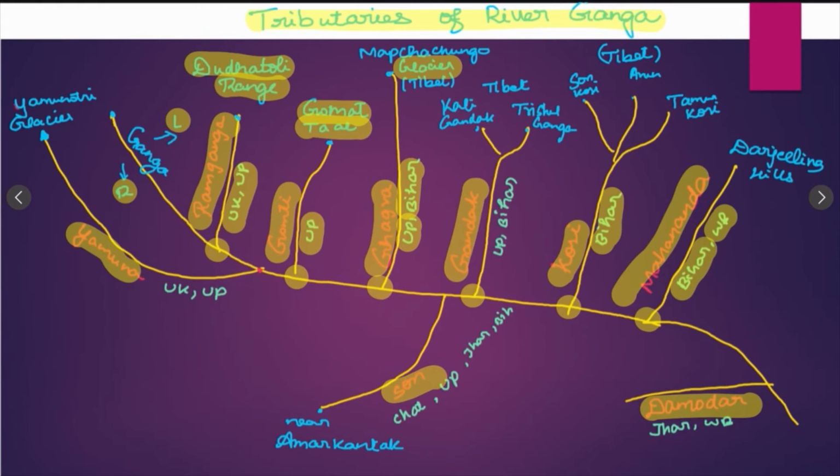Now let's see the right bank tributaries. Yamuna originates from the Yamunotri glacier, passes through Uttarakhand, UP and meets river Ganga. Son river originates from Amarkantak, passes through Chhattisgarh, UP, Jharkhand and finally meets Ganga in Bihar. Damodar river passes through Jharkhand, West Bengal and meets Ganga. These are the tributaries of river Ganga.